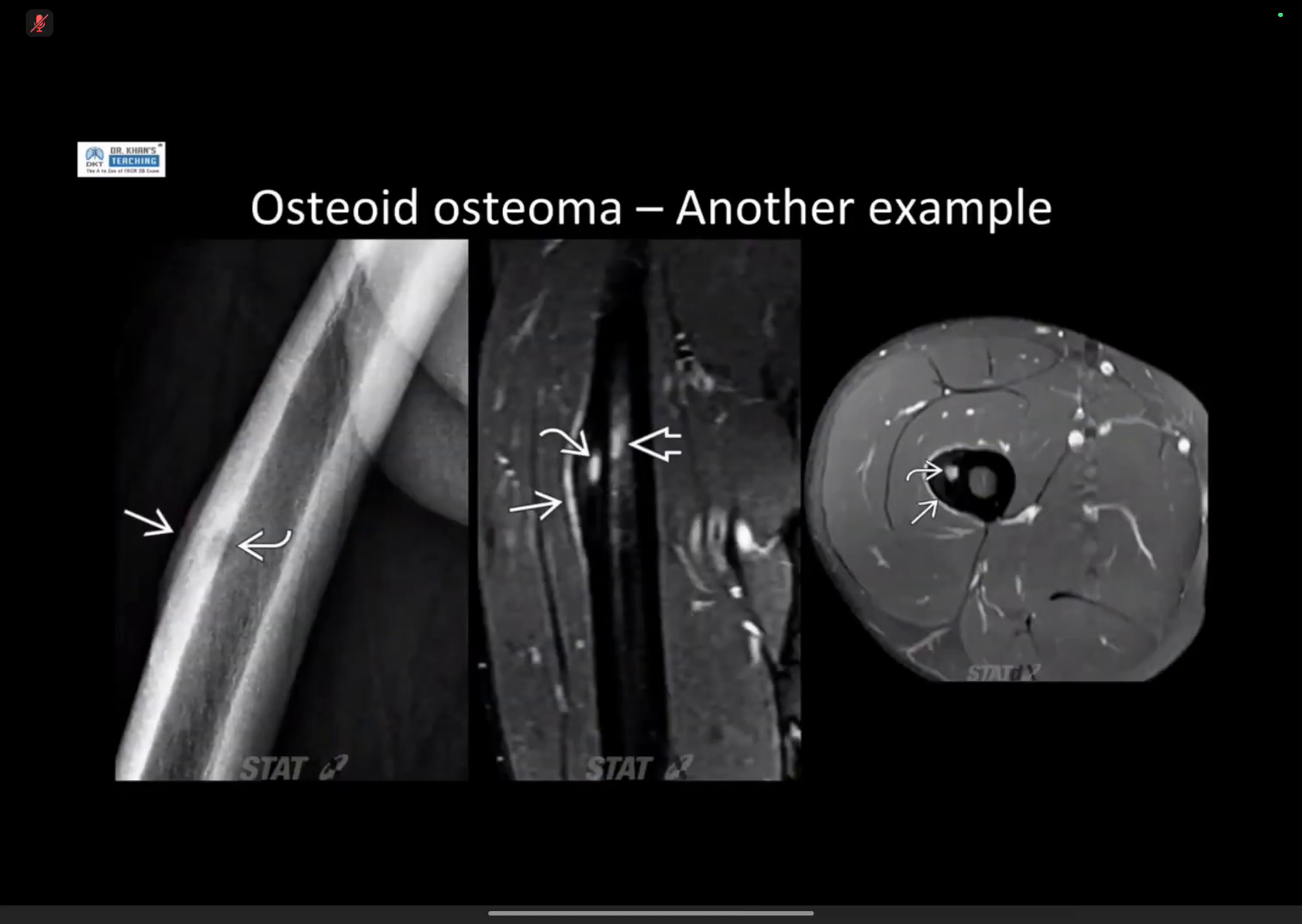And I'll just show you a couple of additional examples here of an osteoid osteoma. You can see on the axial imaging, the last image here, how thick that reaction and that sclerosis is, where that nidus is sitting, and that kind of reaction that it's caused.